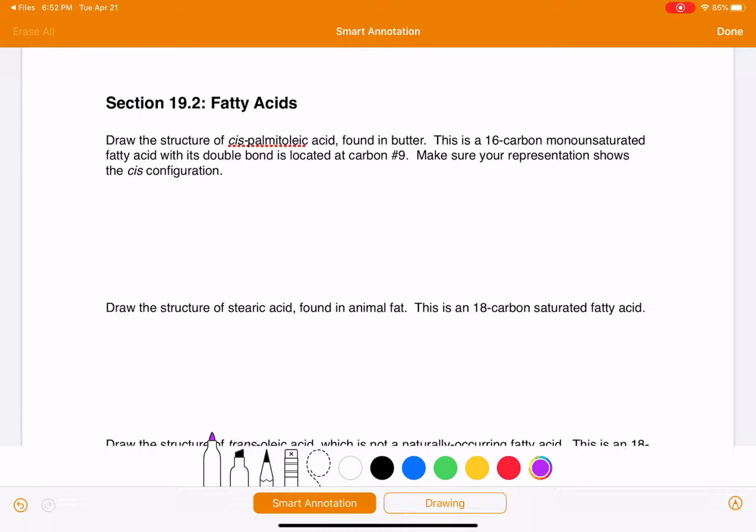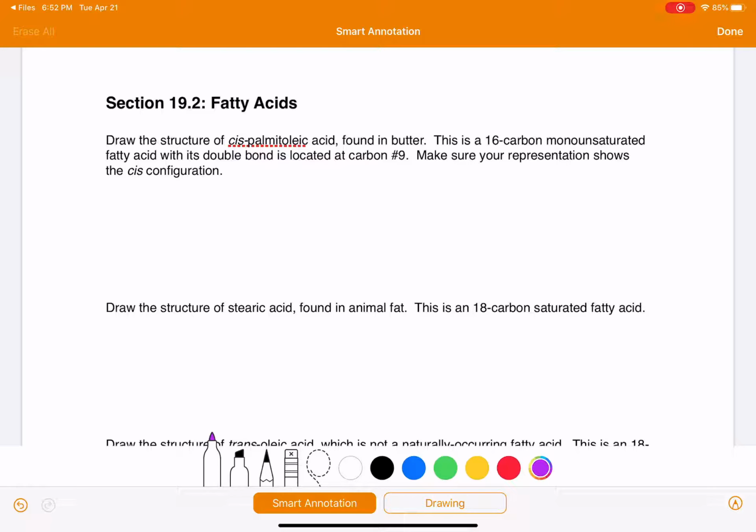This worksheet is going to give you a chance to practice drawing some fatty acids, not from their names, but from a description of their structure. And we're going to draw 3 different types of fatty acids. The first one that we're drawing is cis-palmitoleic acid.